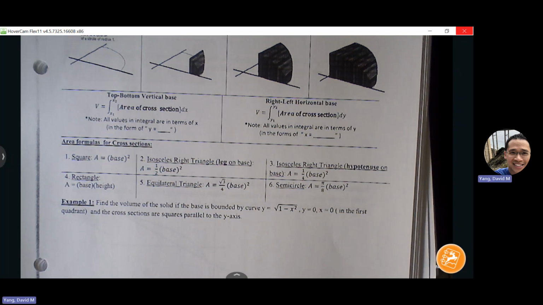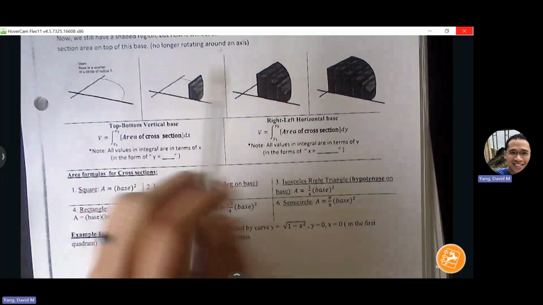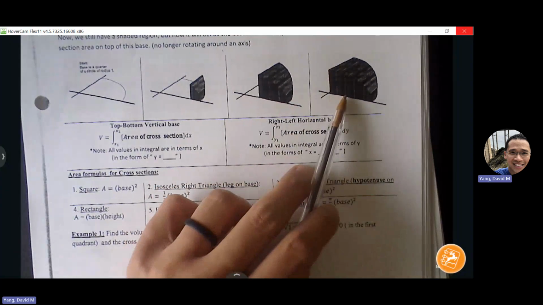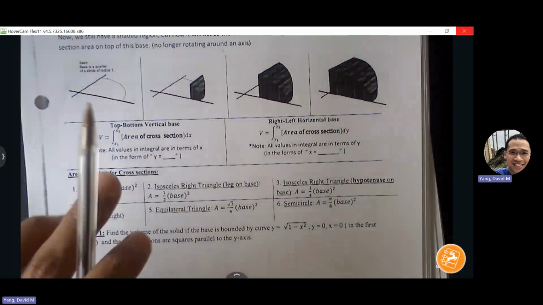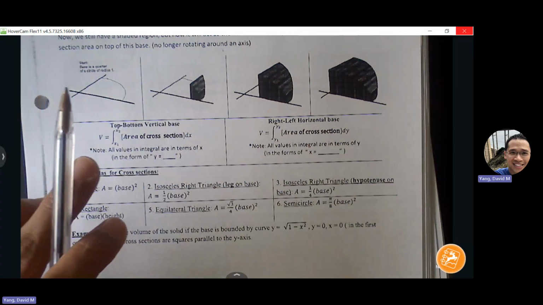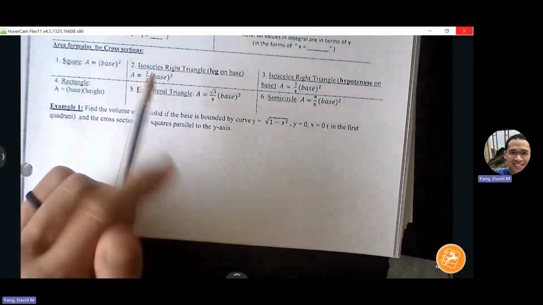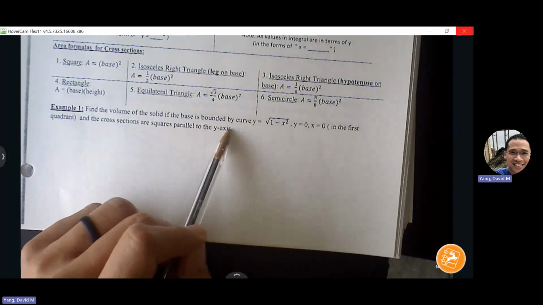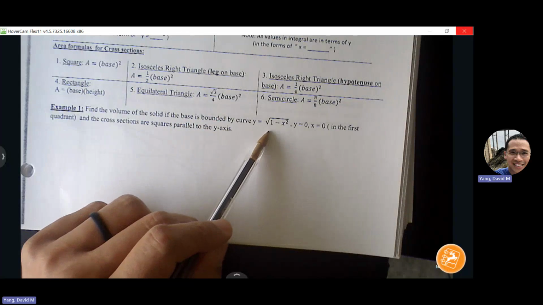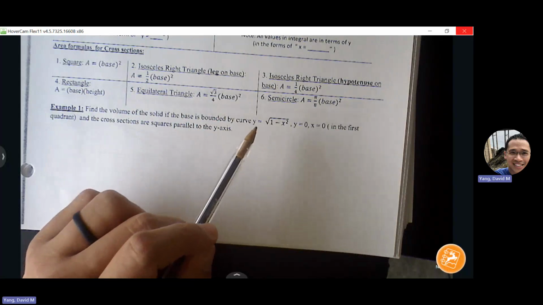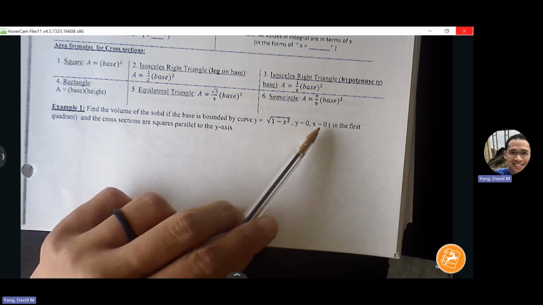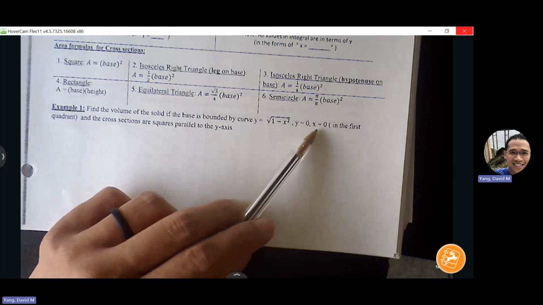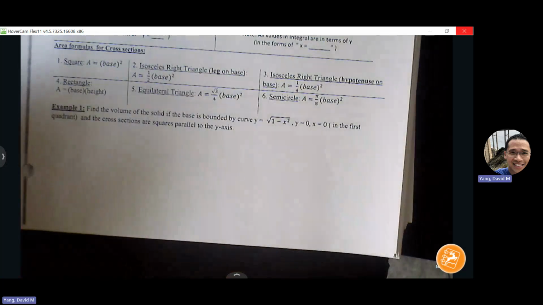So what we're going to do is start off by finding the volume of this particular shape that we see here. Okay. So let's look at example 1. It says find the volume of the solid if the base is bounded by the curve y equals square root of 1 minus x squared. Now this is just going to be a semicircle, but it's cut off in the first quadrant, so it's actually going to be a quarter circle.